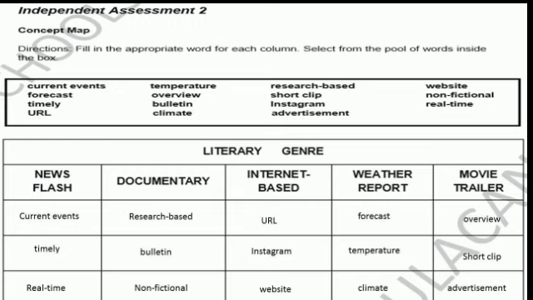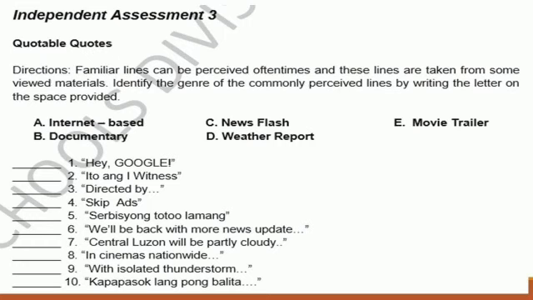And again, let's have another activity. So, Quotable Quotes. Directions: familiar lines can be perceived often, and these lines are taken from some viewed materials. Identify the genre of the commonly perceived lines by writing the letter on the space provided. But since you should not write in your module, just write the letter of the correct answer on your long pad paper. So we have choices here: A, internet-based; B, documentary; C, newsflash; D, weather report; and lastly, E, movie trailer. So you just have to write the letter of your correct answer for each familiar line.